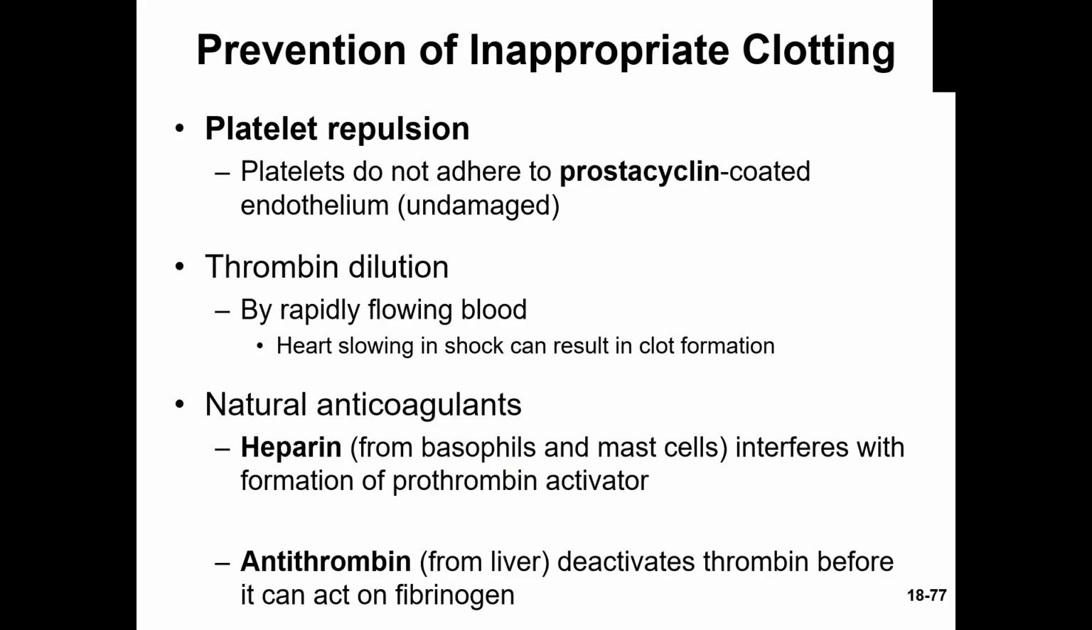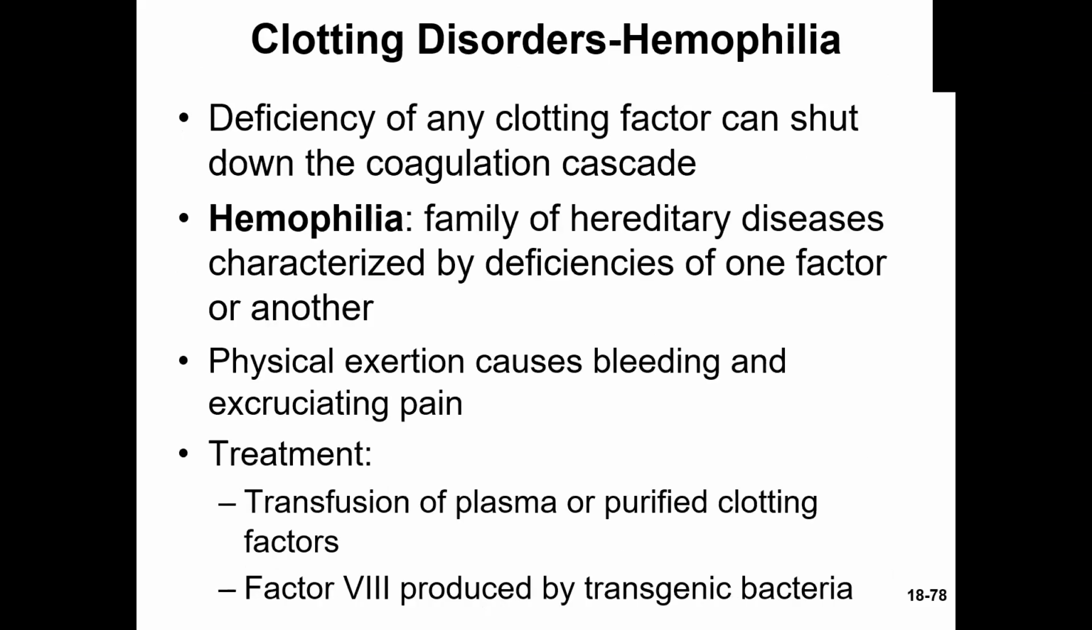Thrombin dilution is done via rapidly flowing blood. Heart slowing and shock can result in clot formation because you can't push it. There are natural anticoagulants, heparin being one of them. It will interfere with the formation of prothrombin activator. And there's antithrombin from the liver, which will also deactivate thrombin.